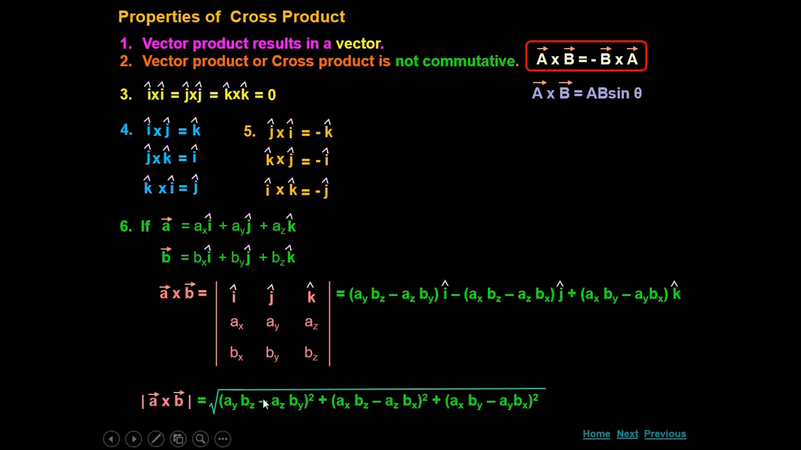As I already showed, the magnitude of A cross B equals root of x square plus y square plus z square. So x square means, I call this component x, take its square value, plus the square value of this component, plus the square value of this component, and you get the magnitude of A cross B.